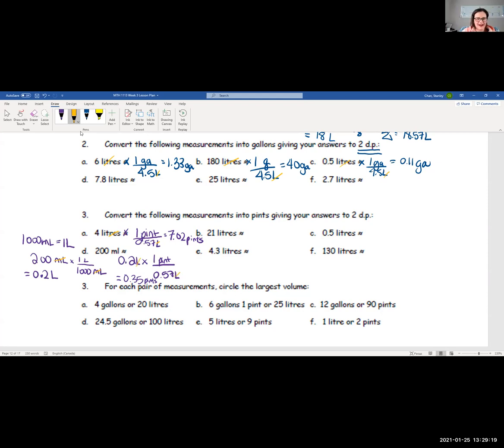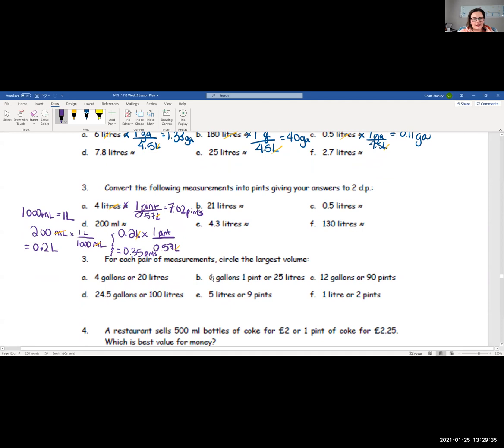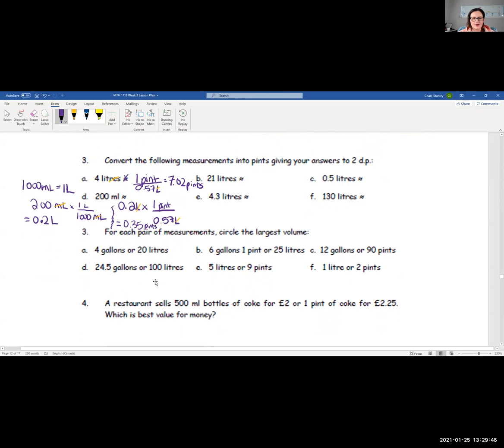Yeah. All right, awesome. So yeah, it's a 2-step question. So first convert milliliters over to liters, as Ryan said. And then the next step is convert liters over to pints using the conversion factor. Thanks, Ryan. All right, for each pair of measurements, circle the largest volume. So how would we compare 2 different volumes that are in 2 different units? How do we know which one's bigger?